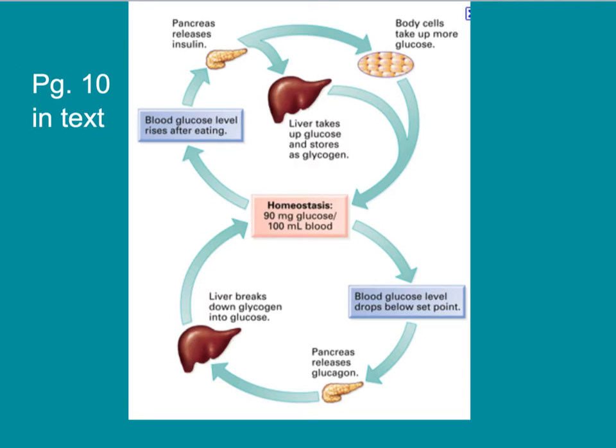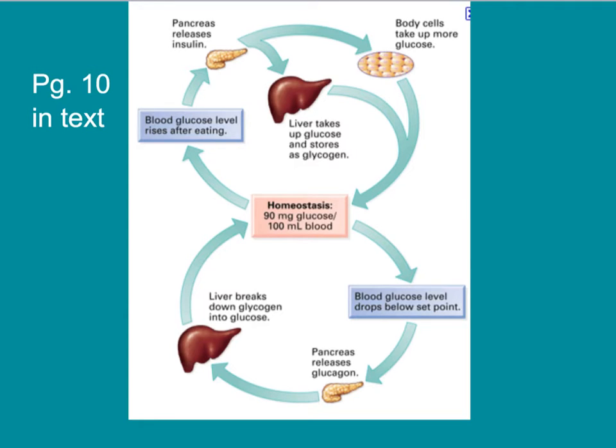In a normal body, under homeostasis, your blood glucose level is around 90 milligrams of glucose per 100 milliliters of blood. If your blood glucose level rises after eating, your pancreas is going to release insulin. It does not want your blood glucose level to rise. So the body cells are going to take up more glucose, and the liver is also going to take up more glucose and store it as glycogen. By doing this, your blood is going to lose the glucose and go back to an original state.